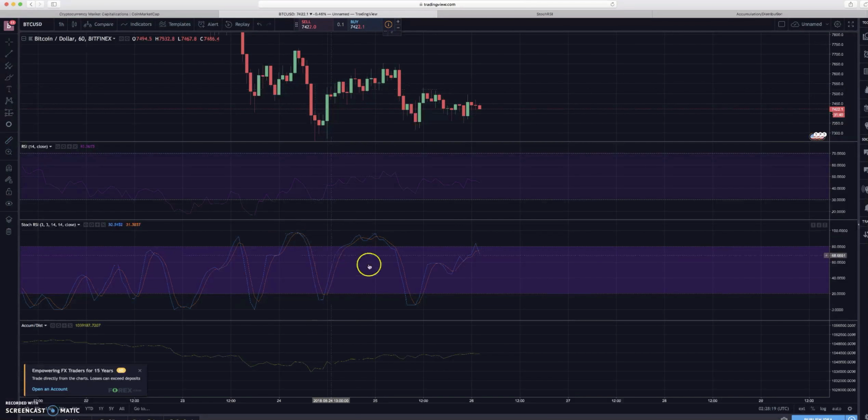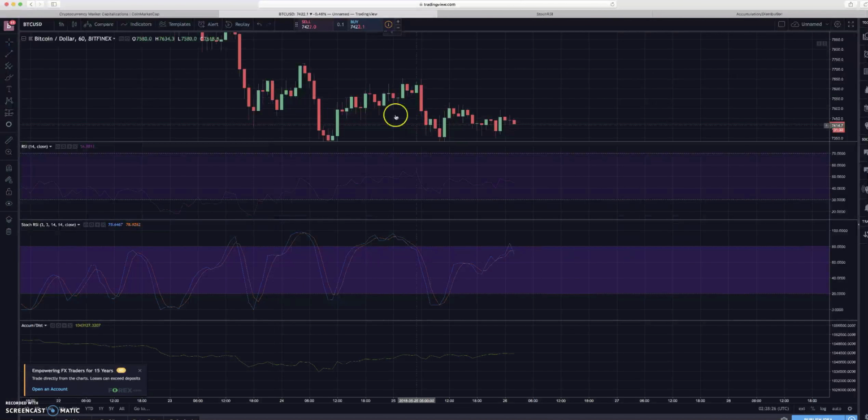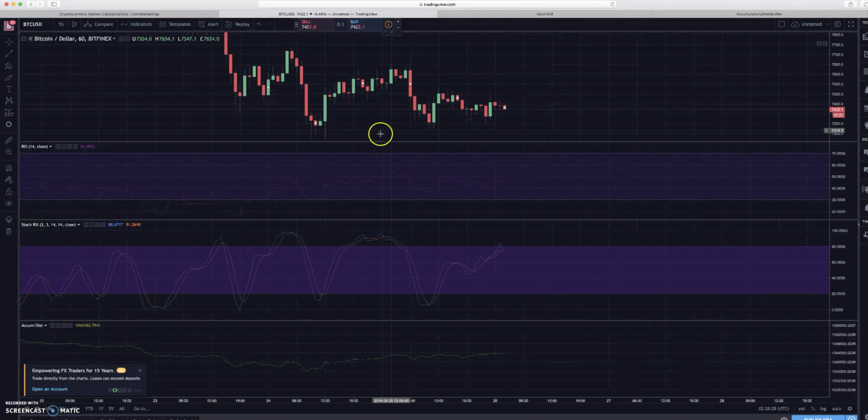The nice thing about the stochastic RSI is it's similar to EMAs, right? When we use our EMA gain in Profit Trailer, we have two EMAs. We have a fast EMA and a slow EMA. Now with the stochastic RSI, you have a fast moving line and a slow moving line. The fast is the blue and the slow is the orange.